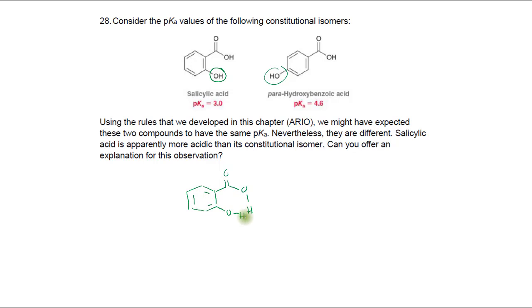If I drew out the OHs here, you can see that they are close together. And if this was to become an O minus, it would have hydrogen bonding here that could help support that charge and stabilize it, in addition to all of the resonance structures, whereas if this para-hydroxybenzoic acid became the anion, it would not have the same support. So this has to do with proximity.